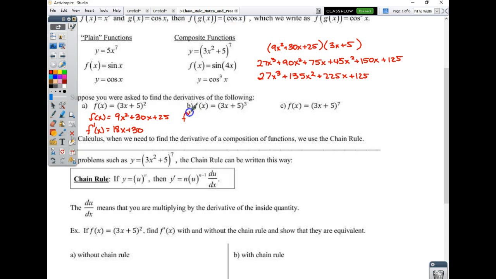So if I want f prime of x, what is 27 times 3? No. It's 81. 135x squared, the derivative of that. 270x, love it. Derivative of 225x. Derivative of 125. That wasn't bad.